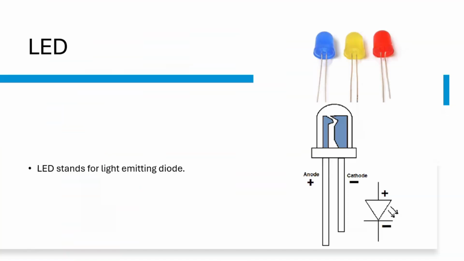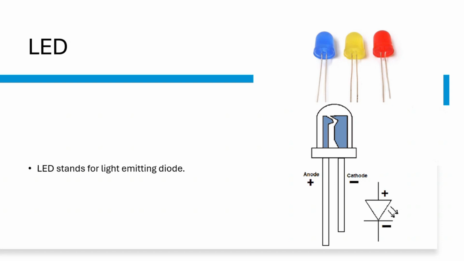So you've seen the LED. LED stands for light emitting diode. This light emitting diode also has 2 pins. The longer one is called the anode, which is positive. The shorter one is called the cathode, which is negative. You can see the legs over here. The longer one is the anode and the shorter one is the cathode.